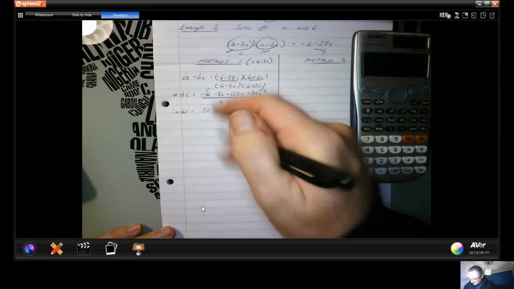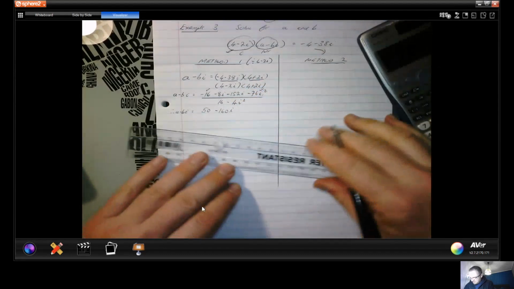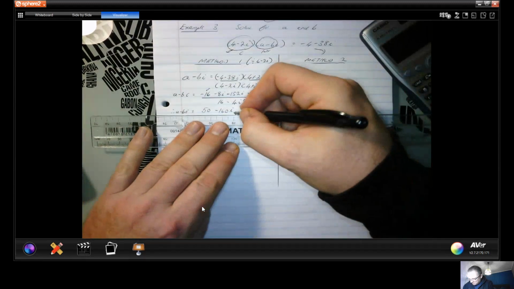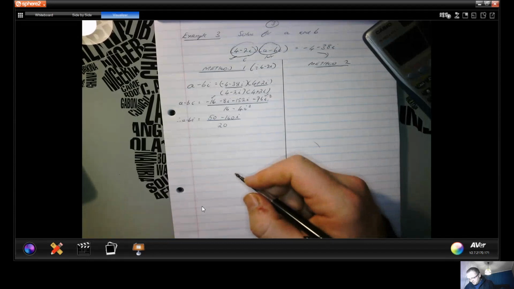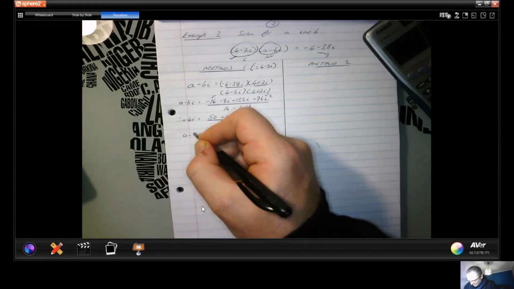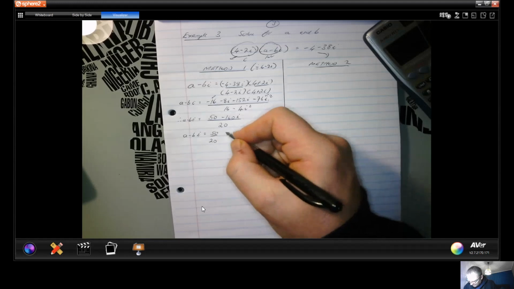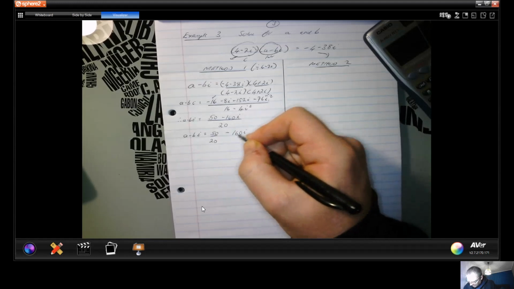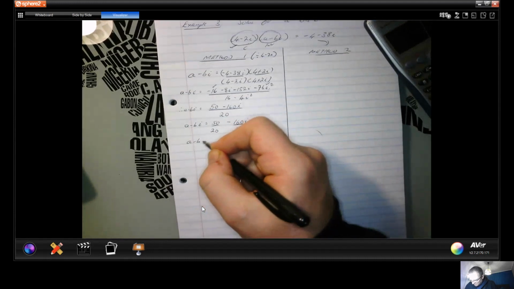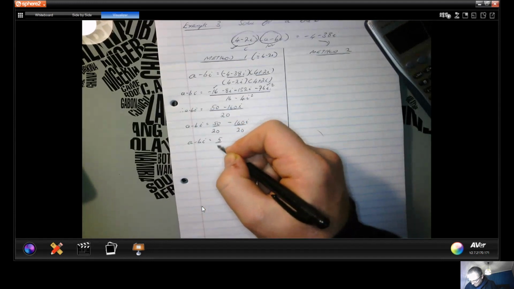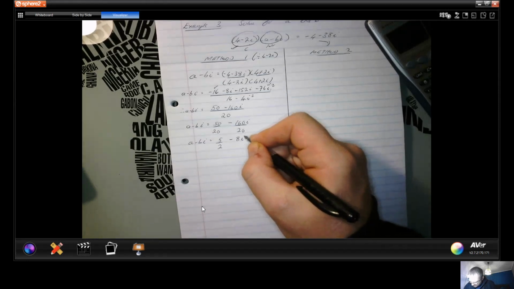And this is going to be minus 160i. And that's going to be 16. i squared is negative 1, so it becomes 16 plus 4, which is 20. Okay. So I end up with a minus bi is equal to 50 over 20 minus 160i over 20. And if we simplify that, I get a minus bi is equal to 5 over 2, 160 divided by 20 is 8, minus 8i.